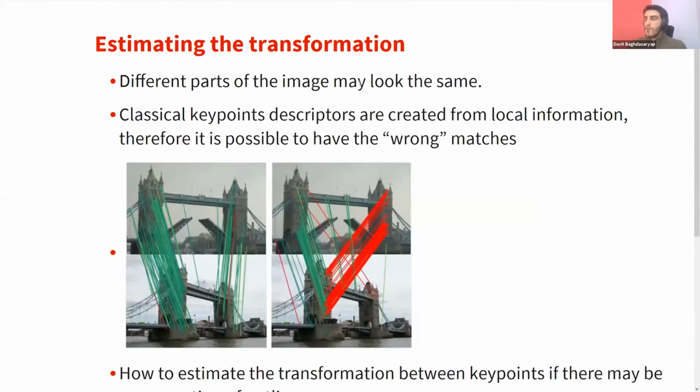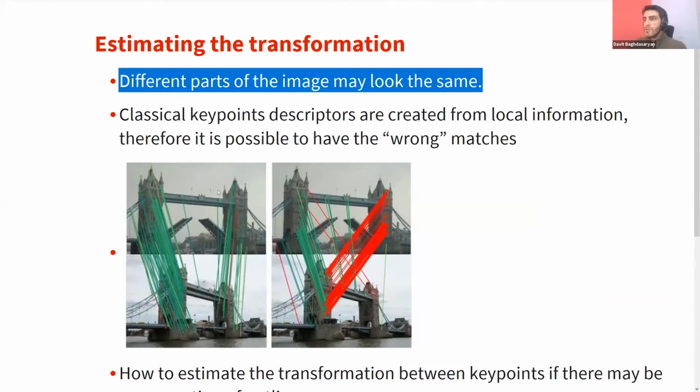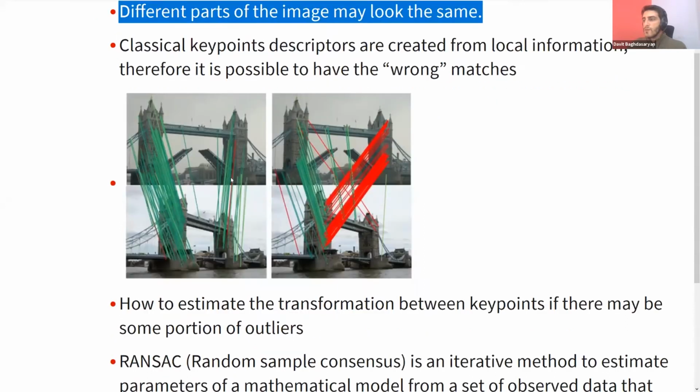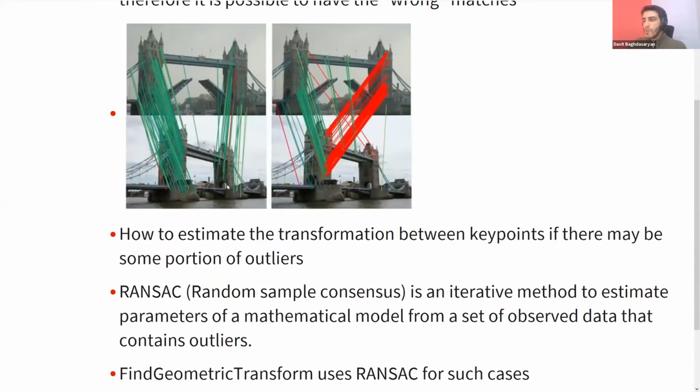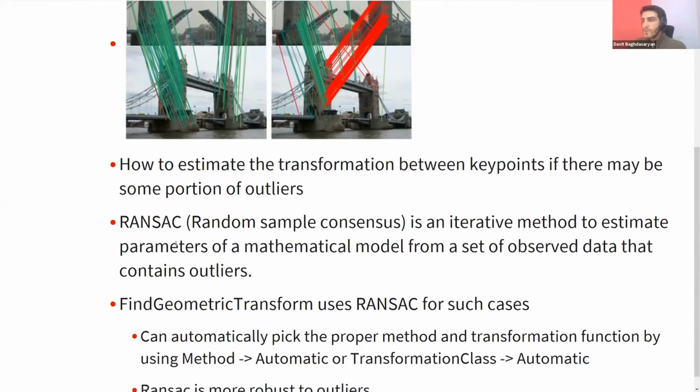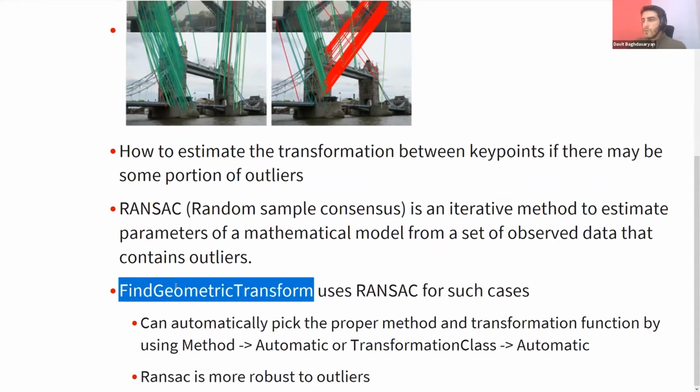And the next problem in the pipeline would be to estimate the transformation. To do that, some parts of the images may look the same, and that's why we can have wrong matches. So we have to estimate some transformation while having some portion of outliers, and for that we have to use the RANSAC iterative algorithm that can deal with those outliers. FindGeometricTransform would actually solve this problem and can automatically pick the proper method in the proper transformation class for solving that problem.